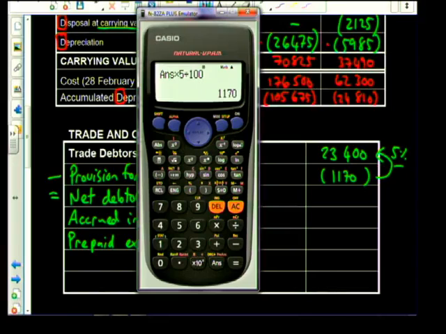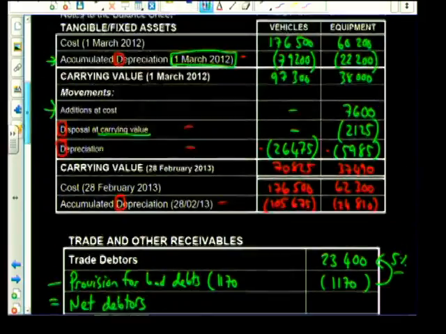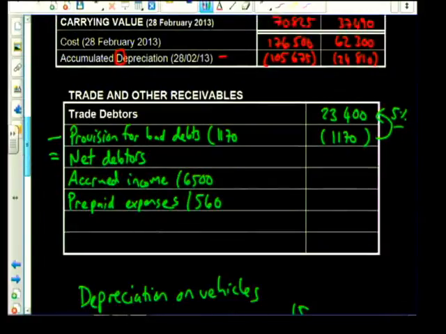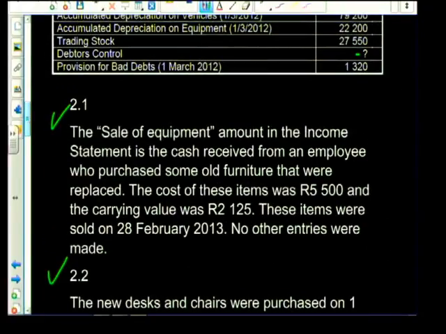which it does. Now, there's another thing that we have to do in this particular question. This question gave us another piece of information that you may not have noticed, but it's here. It tells us that the provision for bad debts on the 1st of March, in other words, at the beginning of the financial year, was 1,320. So that is last year's provision for bad debts. We have now changed the provision for bad debts so that it's not 1,320 anymore, our new provision for bad debts is 1,170.